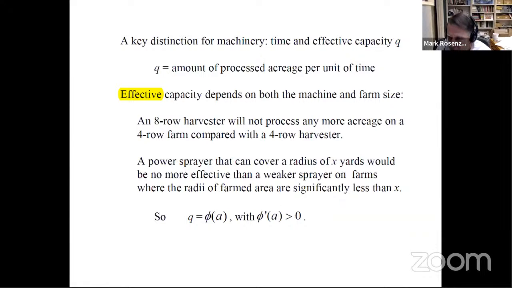But if you only got 1/10 of an acre, you're not going to use a sprayer that covers an acre, right? You'll be spraying your neighbor's farm as well. So we posit that there's an effective capacity function that's a function of the scale of operation, which has a positive first derivative, okay? That the larger the scale of operation, the larger the capacity of the machine that you can use, okay?